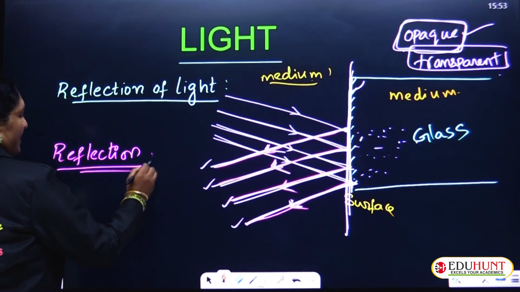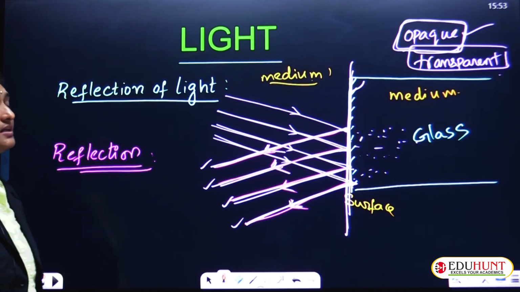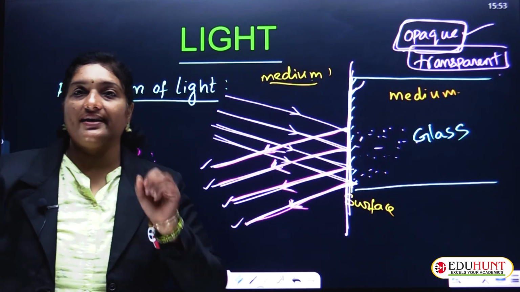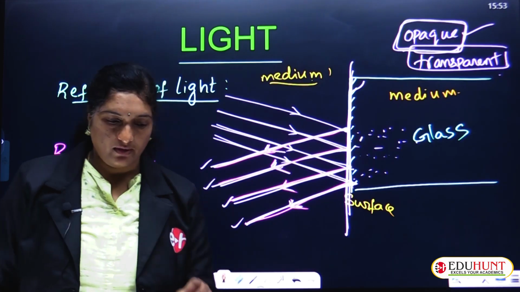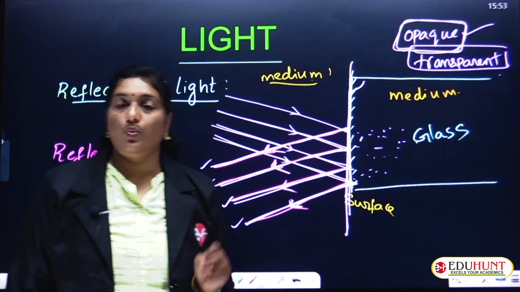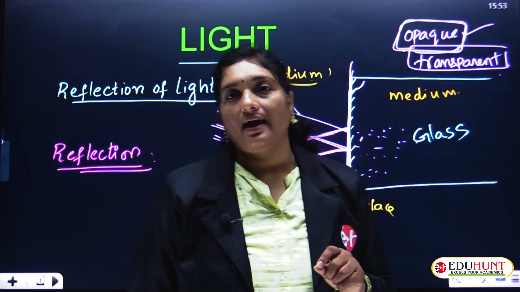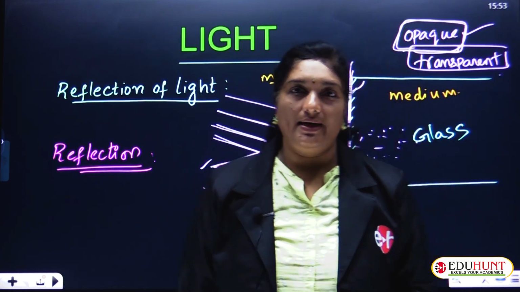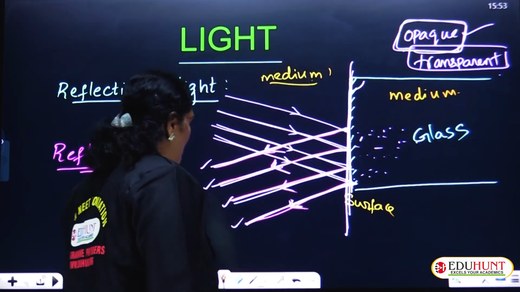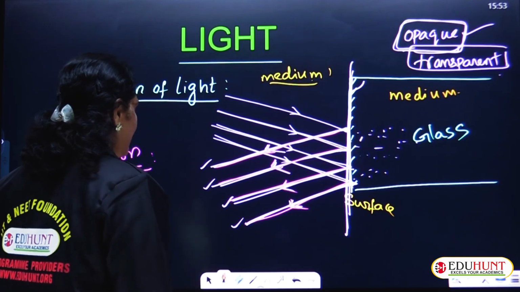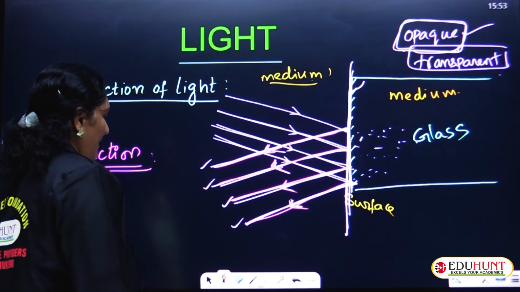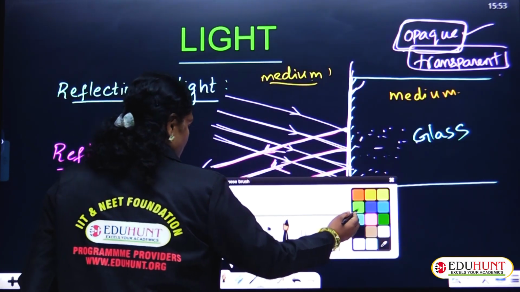The return back of the light into the same medium after striking a surface is called your reflection. Okay. Children, in general we have two types of bodies. One is luminous body and the other is non-luminous bodies. So let us also try to understand the difference between the luminous body and non-luminous bodies.